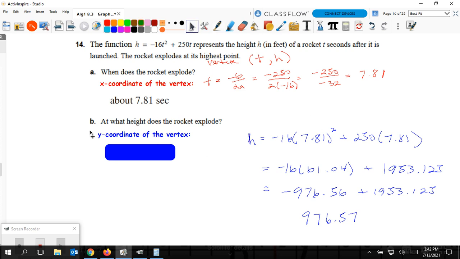So at what height does the rocket explode? About 976.56 feet. Or I put 57 feet, close enough. Alright, so that concludes our lesson here on 8.3.